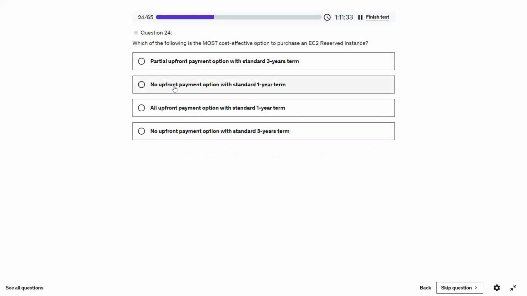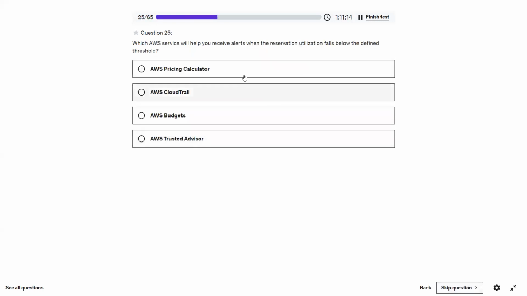So either the partial upfront or the all upfront: we are giving some partial payment, or we are giving all the payment. But in the all upfront option it is mentioned only for 1 year, while partial is for 3 years. So we will go with the partial for 3 years, and in this we will get more advantage. That is the most cost effective option.